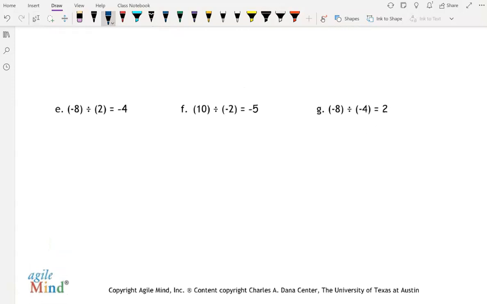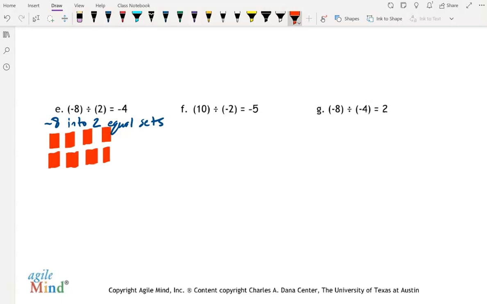Now, let's think about what each of these means. So this is negative 8, and it's going to be divided into 2 equal groups, or 2 equal sets. So, negative 8, that's red. Negative 1, negative 2, negative 3, negative 4, negative 5, negative 6, negative 7, negative 8. And as you can see, each group has negative 4 in each group. Okay?